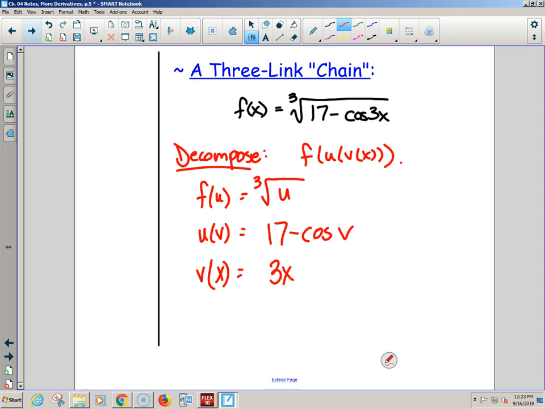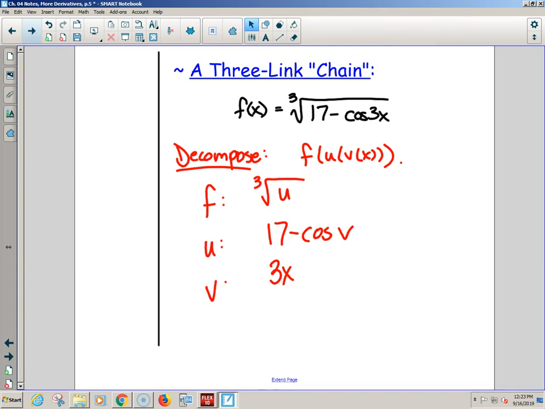Now technically, if I was teaching this to them, I would do f, I would do u, and I would do v. And you could keep on going as long as you wanted, because you could have a v and then a w, because the v could be in terms of w and the w could be in terms of x. You could have as many compositions as you want. You're just peeling off layers, right? So peeling off the cubed root, then peeling off the 17 minus cosine, and then ending with the 3x. So then how would the chain rule work?